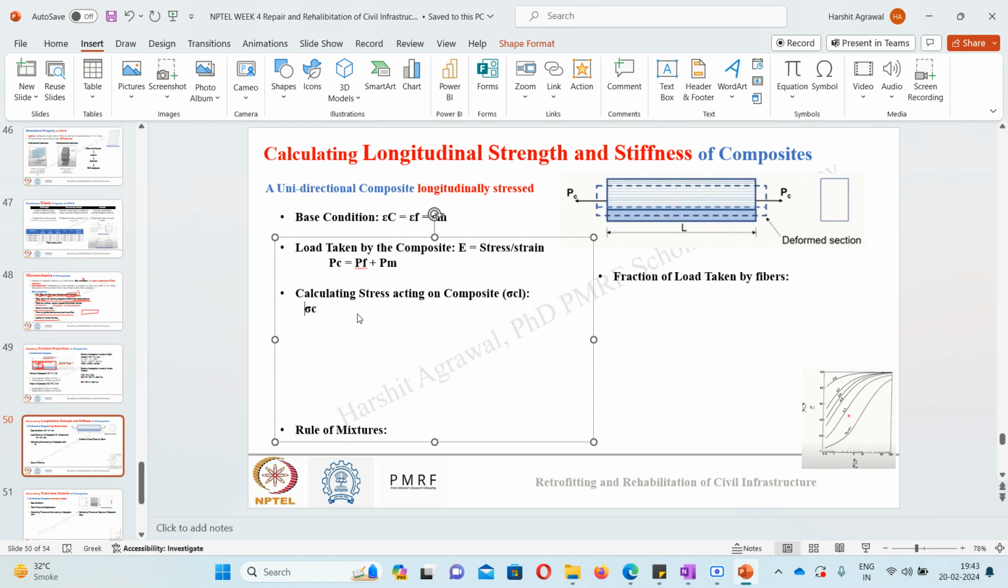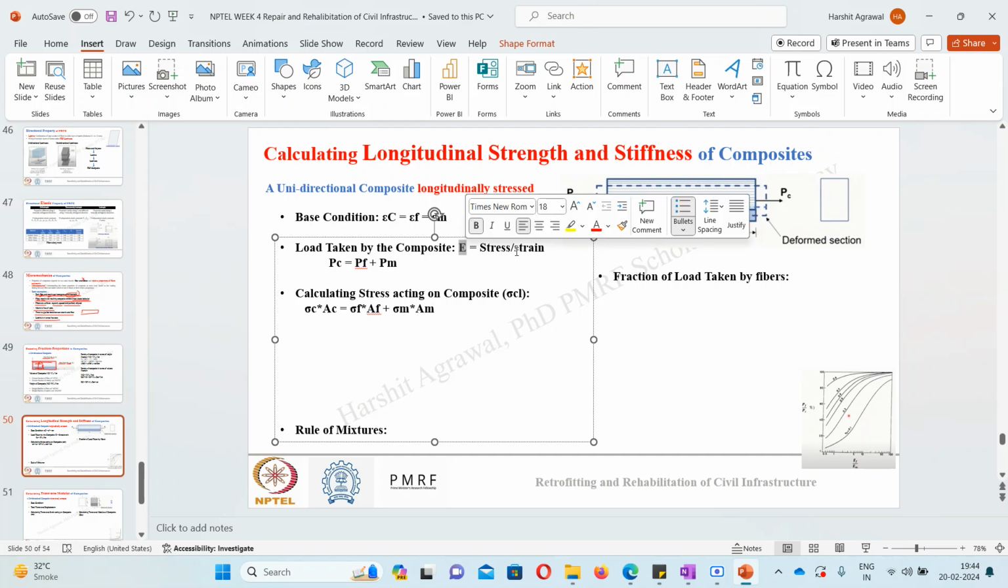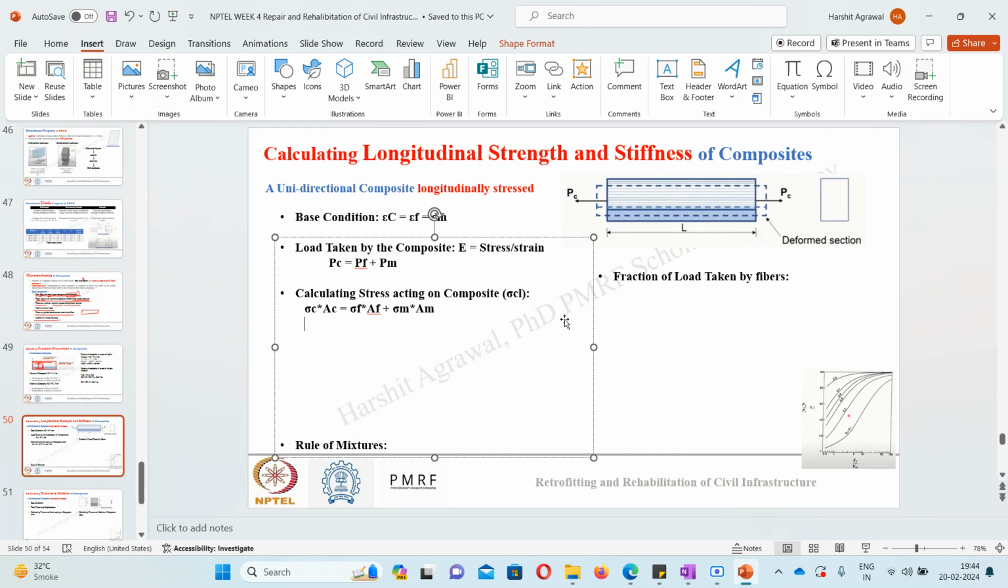So my load on the composite, that is, stress acting on composite times area of composite, is equal to stress acting on fiber times area of fiber plus stress acting on matrix times area of matrix. Okay, this I know. Now I know stress can be written in terms of elasticity and strain, and elasticity is a property that we will know for fiber and matrix. So I will keep the LHS the same.